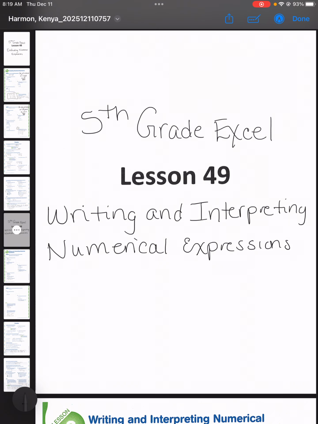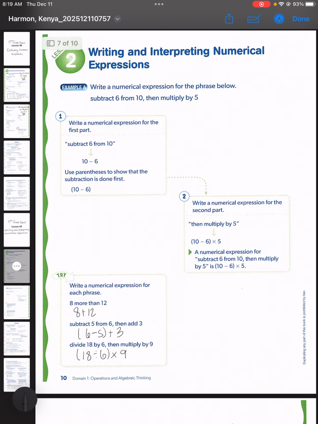As you jump into lesson 49, students are not evaluating expressions. We are moving into writing and interpreting numerical expressions using what they learned about evaluating expressions. So in this first example, we're writing a numerical expression for the phrase subtract 6 from 10 and then multiply by 5. So students should ask themselves, what am I doing first? I am subtracting 6 from 10. And since I'm doing that first, it goes inside of parentheses.